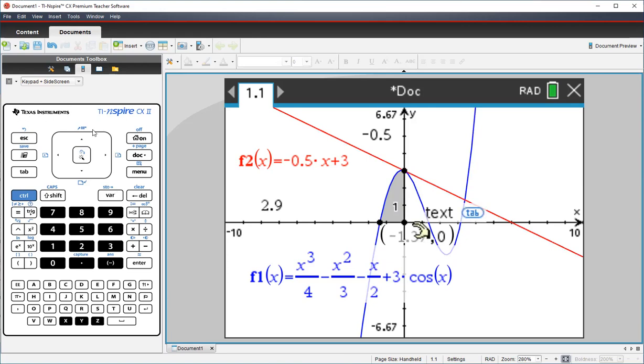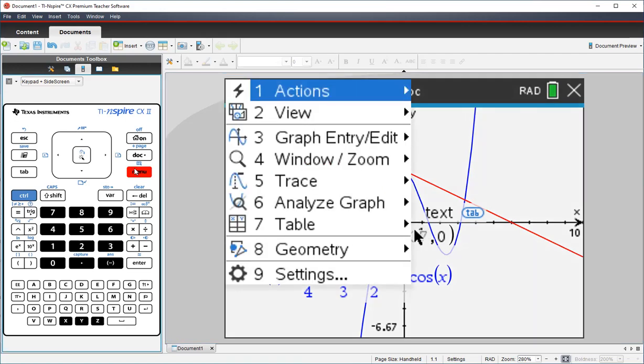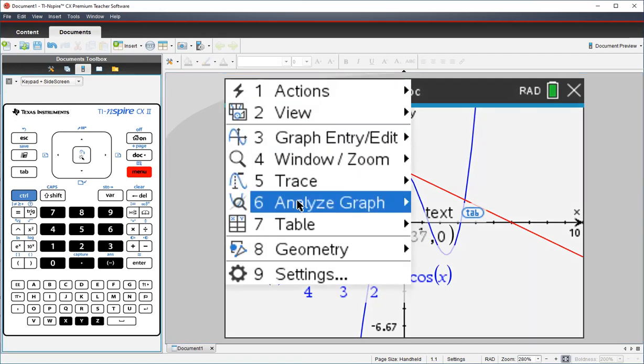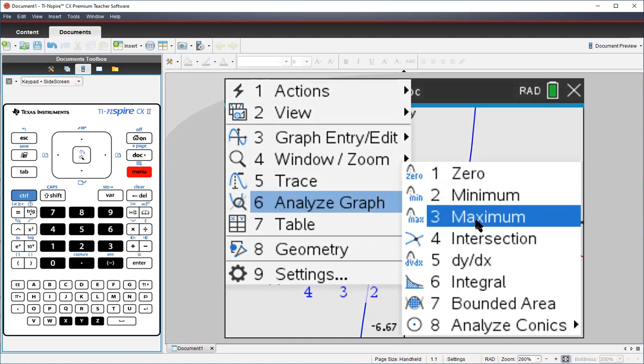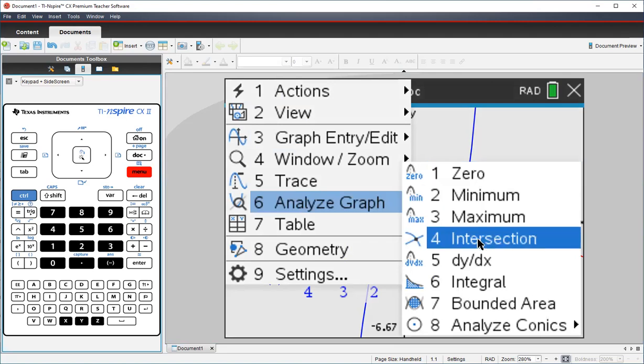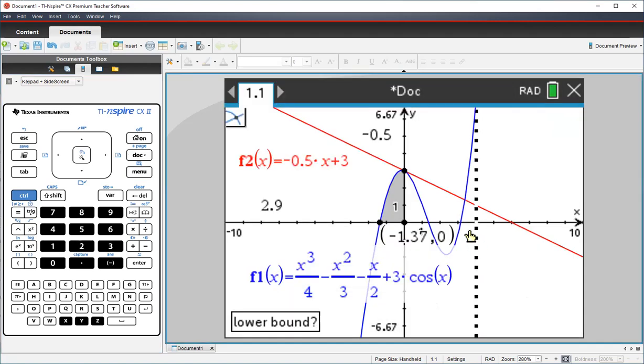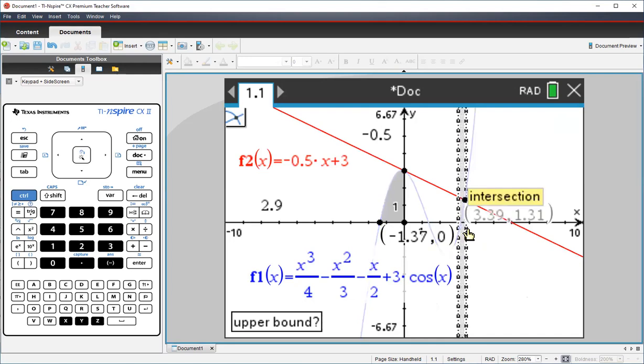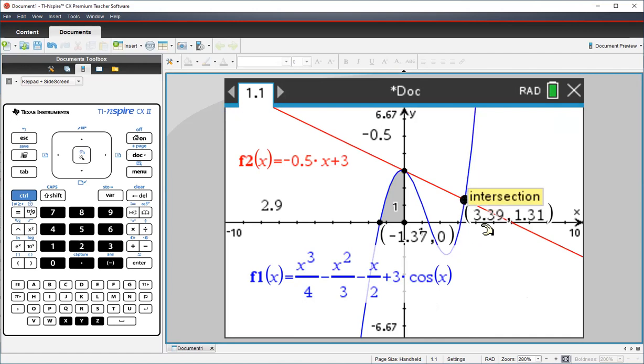All right. So to find that, once again, this is something we used the Inspire for back in Algebra 1. We're going to analyze graph again. And this time we're going to find an intersection point. And once again, I just want to spread that region over where that intersection point is. And that gives me the coordinates of the point, which is 3.39, 1.31.